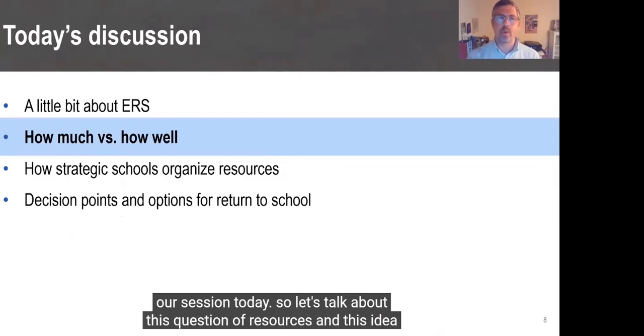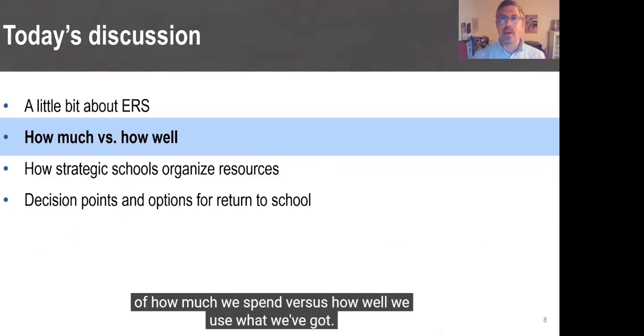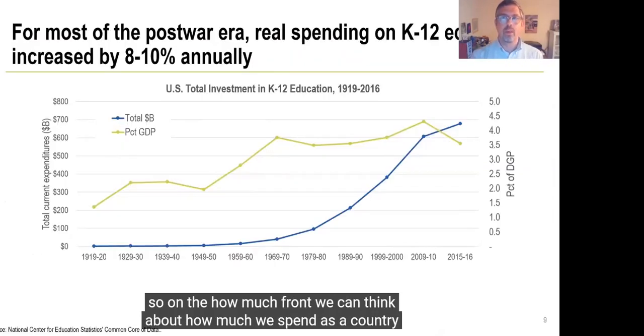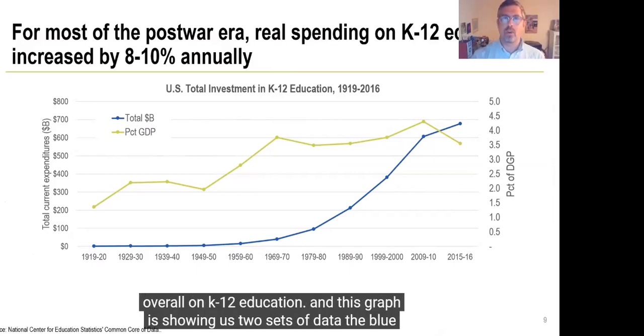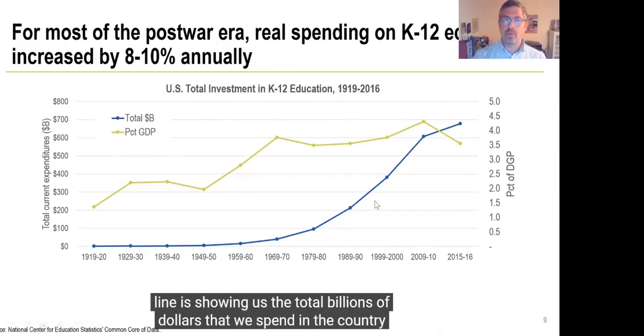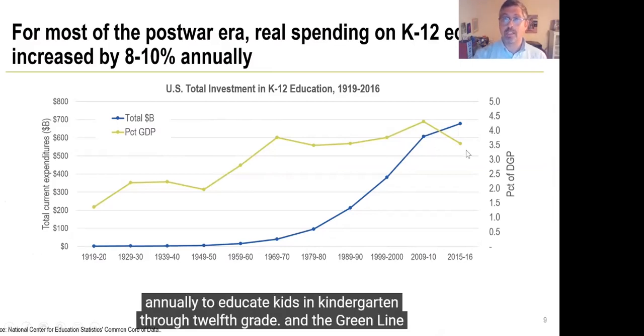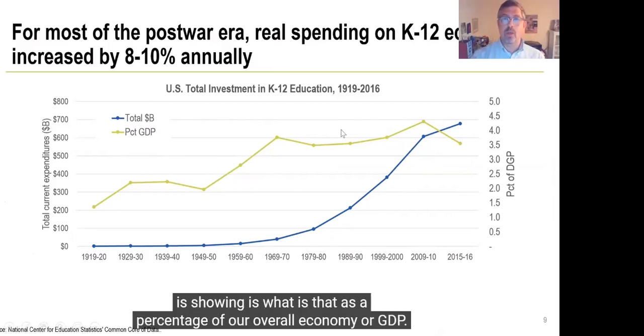So let's talk about this question of resources and this idea of how much we spend versus how well we use them. On the how much front, we can think about how much we spend as a country overall on K-12 education. And this graph is showing us two sets of data. The blue line is showing us the total billions of dollars that we spend in the country annually to educate kids in kindergarten through 12th grade. And the green line is showing us what that is as a percentage of our overall economy or GDP.